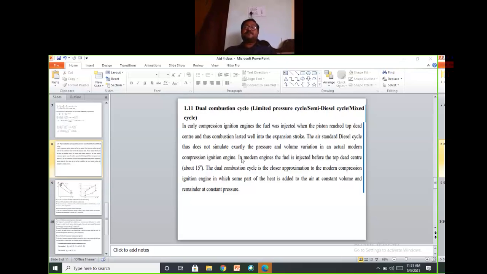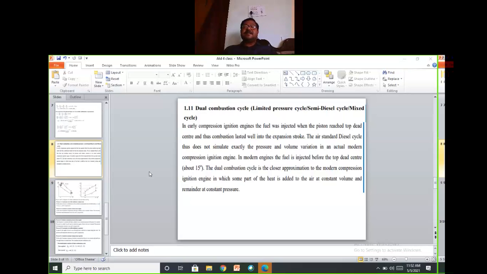Dual cycle. It is also called a limited pressure cycle, semi-diesel cycle, or mixed cycle. In early compression ignition engines, fuel was injected when the piston reached the top dead center. In the diesel engine, fuel was injected at the top dead center. Combustion lasted well into the expansion stroke.